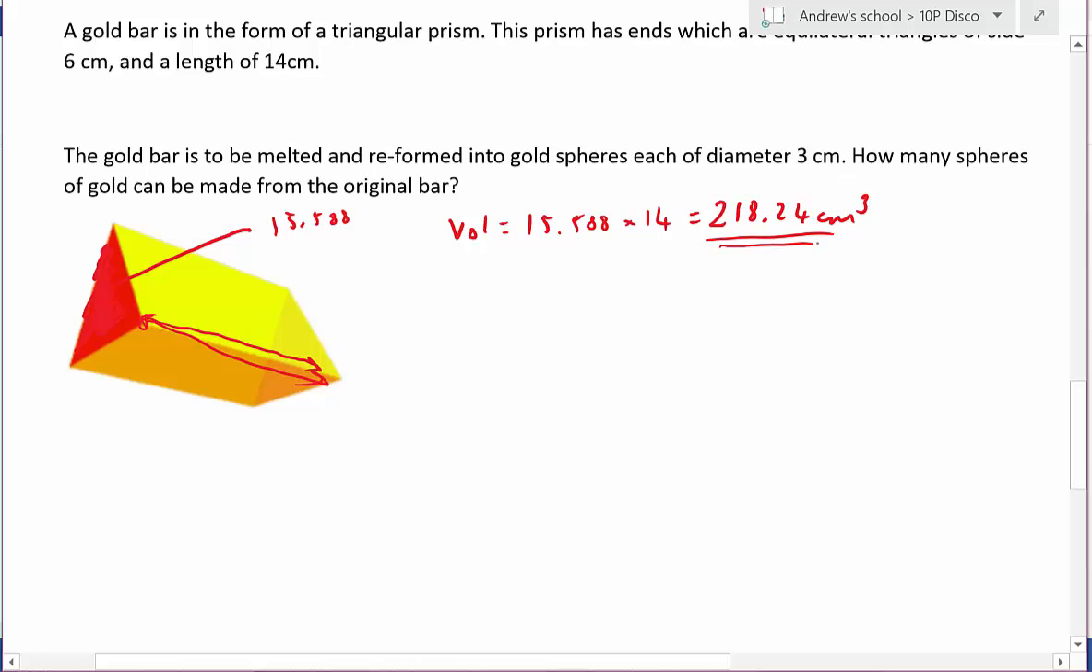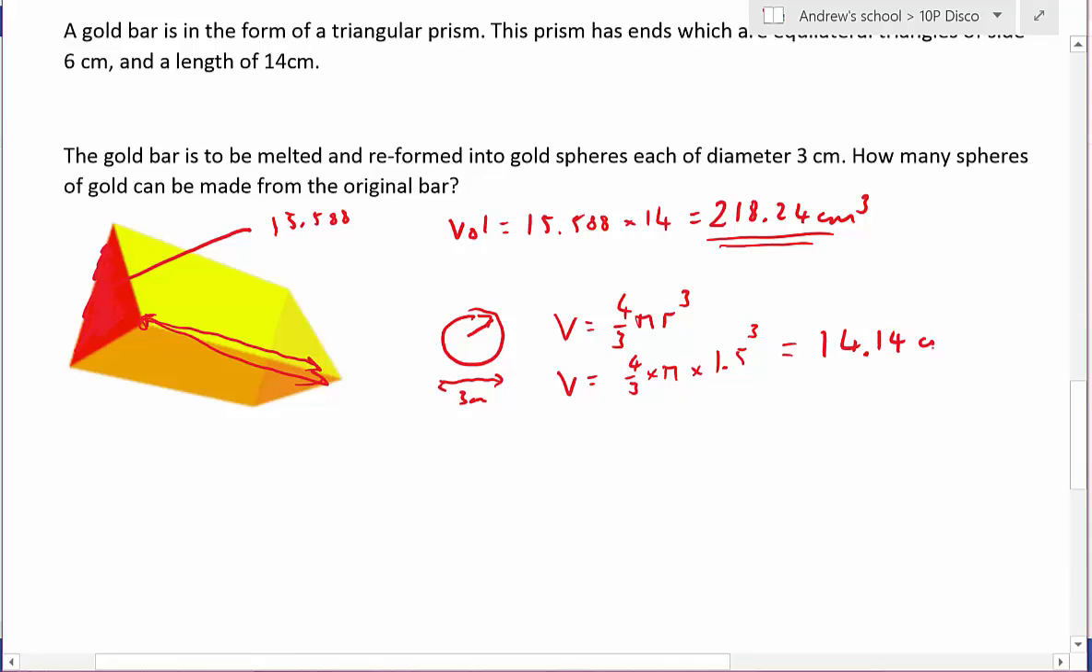Okay, now we know the volume of gold that's going to be melted down. If it's going to become a sphere of diameter 3 centimeters, and we know that the volume of a sphere is 4/3 pi r cubed, where r is the radius, then we need to use the fact that the radius is going to be 1.5. So what is the volume of a sphere of radius 1.5? And it's 4/3 times pi times 1.5 cubed. And that is 14.14 centimeters cubed.